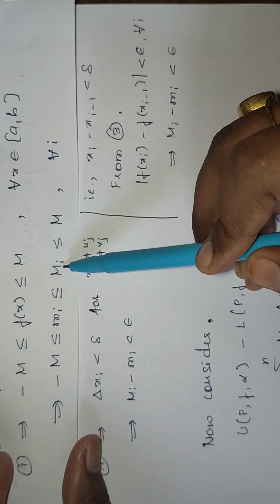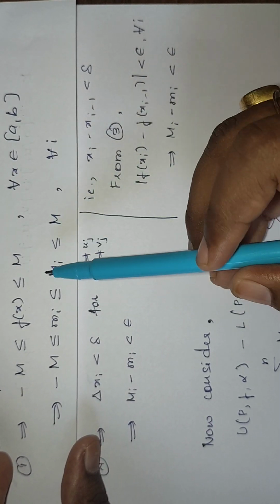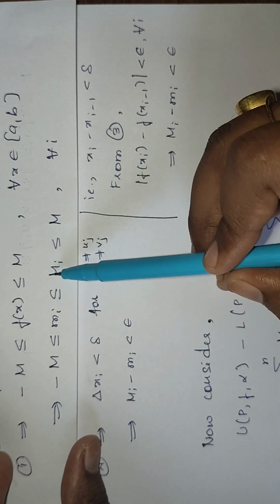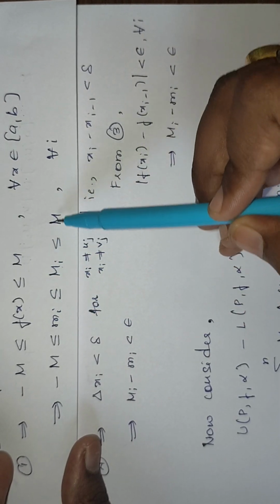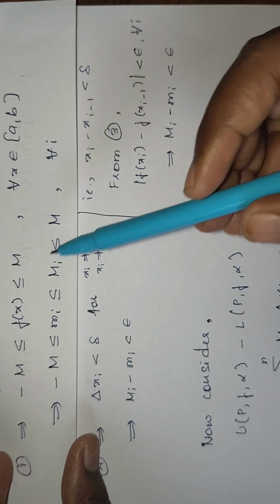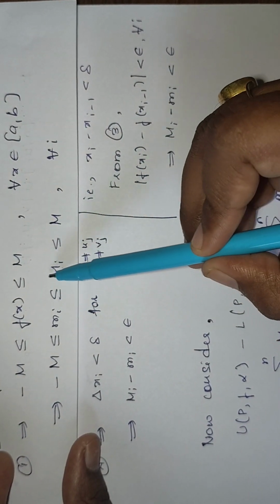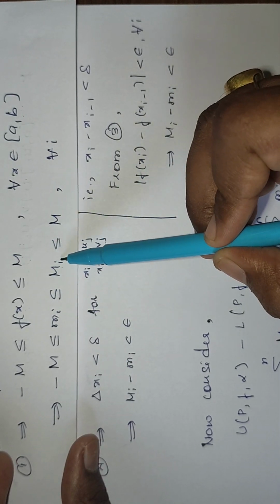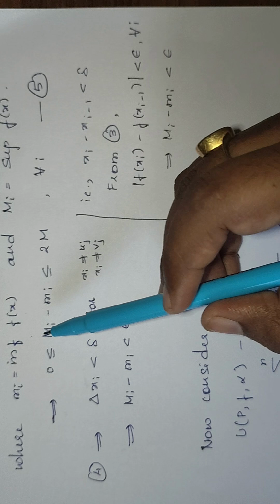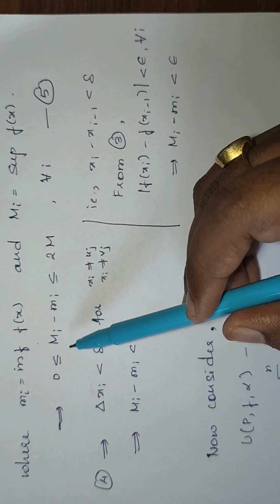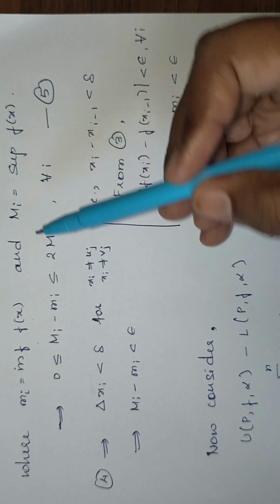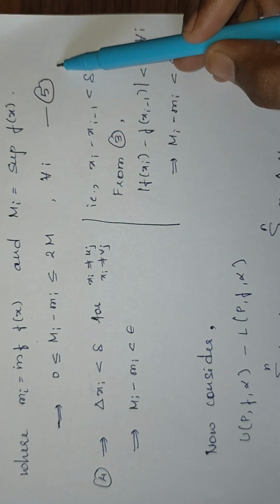And see here, this actually implies minus m less than or equal to small mi less than or equal to capital Mi less than or equal to m. Implies, if I bring this small mi this side, then capital Mi minus small mi will be less than or equal to m plus m, that is 2m. And obviously, since small mi is less than or equal to capital Mi, the difference will be greater than or equal to 0. So that is what I have written here: 0 less than or equal to Mi minus mi less than or equal to 2m for all i. And I am naming this as 5.